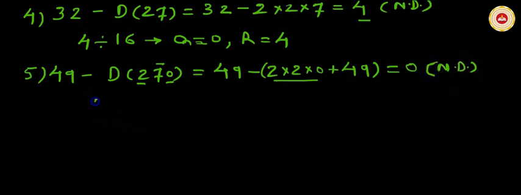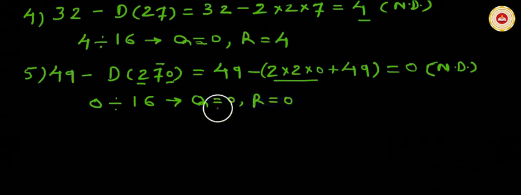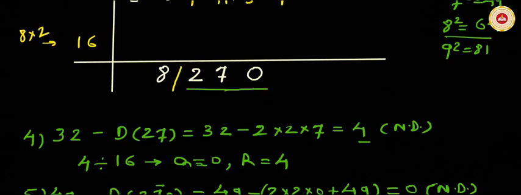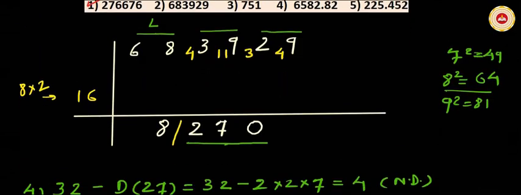Now let us divide this 0 by divisor 16, which gives you quotient 0 and remainder 0. So let us write quotient 0 and let us write remainder 0.